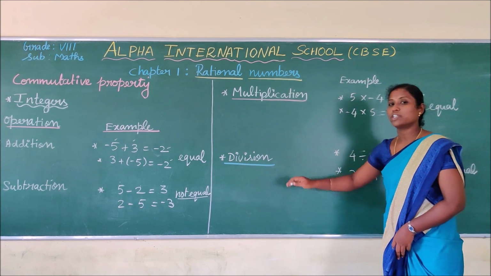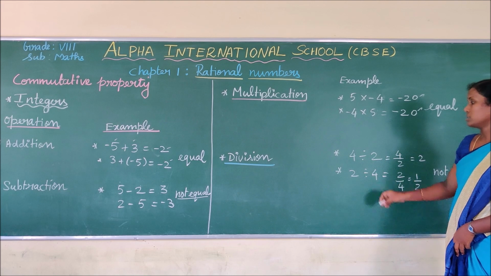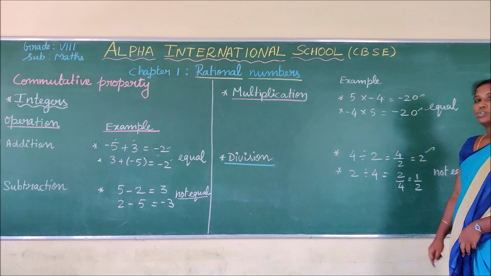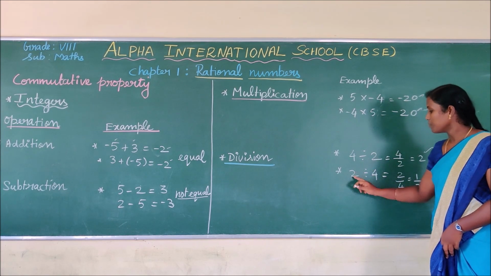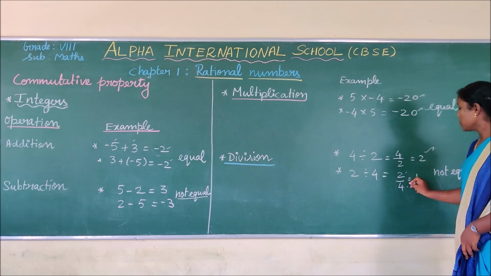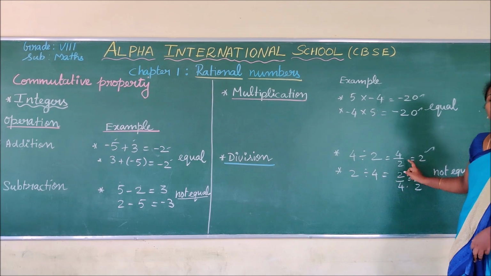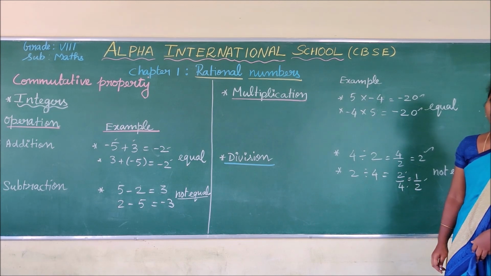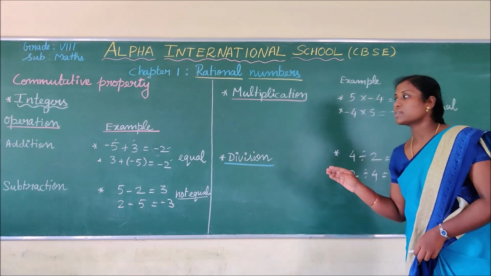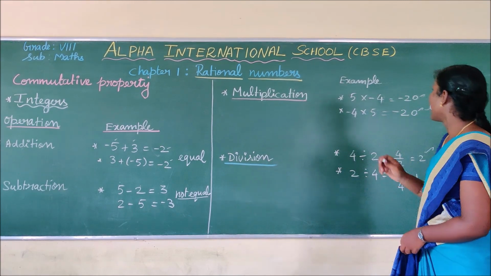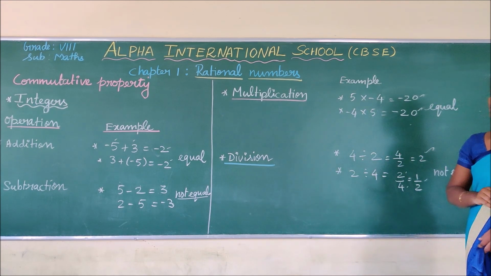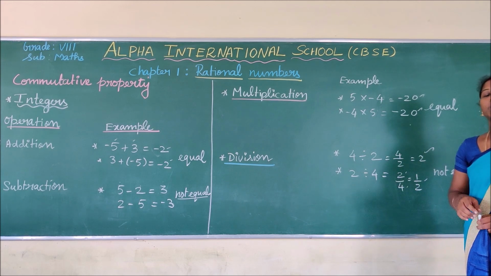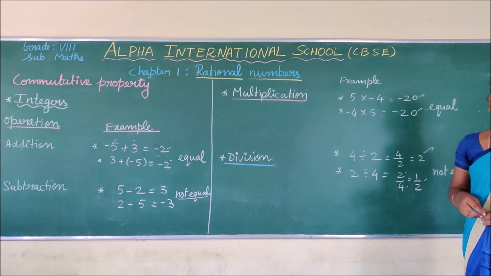Now let us check for division. Dividing the two integers. This is the form of A divided by B. The result of 4 divided by 2 is 2. If we are replacing B divided by A, 2 divided by 4, the result is 1 by 2. Whether 2 and 1 by 2 are equal? Not equal. So here the commutative property is not satisfied. So the integers satisfy the commutative property under addition and multiplication, but the commutative property is not satisfied for integers under subtraction and division. Next, we are going to check the commutative property for rational numbers.